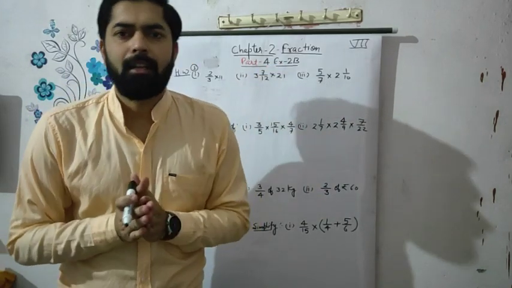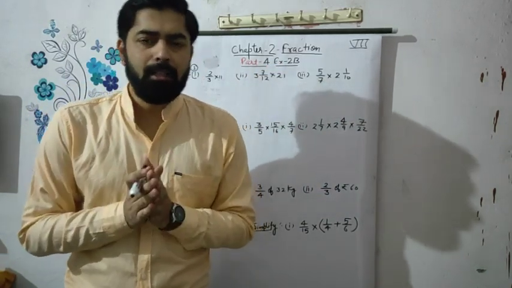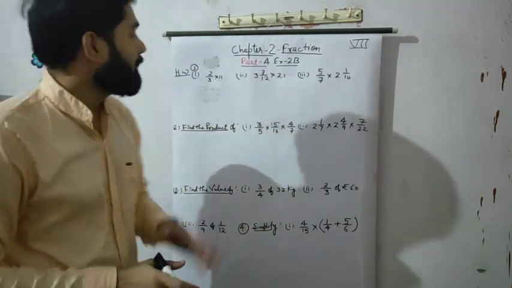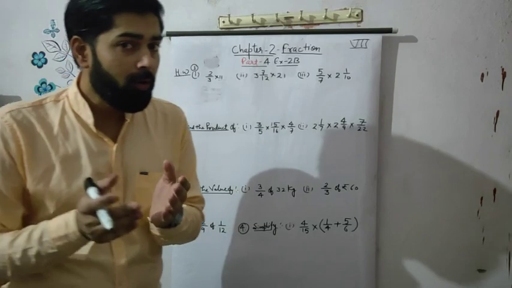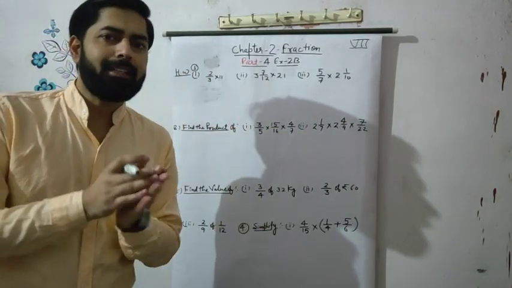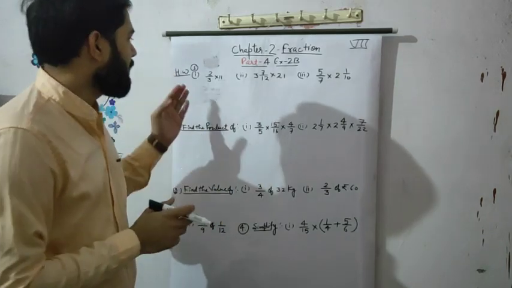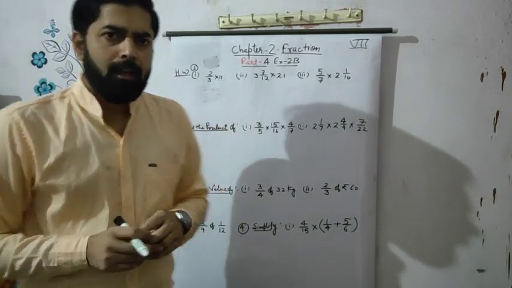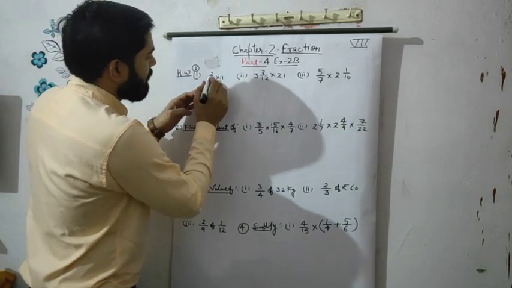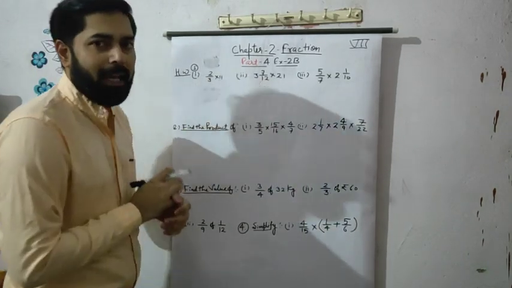So students, before the exercise 2b, first we will discuss the last homework. And do you know what the last homework was? The last homework was to solve exercise 2b, question number 1 and 2. So let's start now. This is question number 1: 2 upon 3 multiplied by 11.